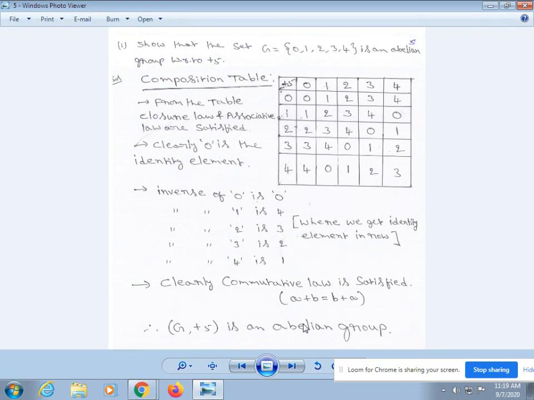In the same way 1 plus 1 addition modulo 5 is 2. 1 plus 2 is 3. 1 plus 3 is 4. In this second row, observe the last element, 1 plus 4 addition modulo 5. 1 plus 4 is 5. 5 minus 5, remainder is 0. Then 0 is the result.